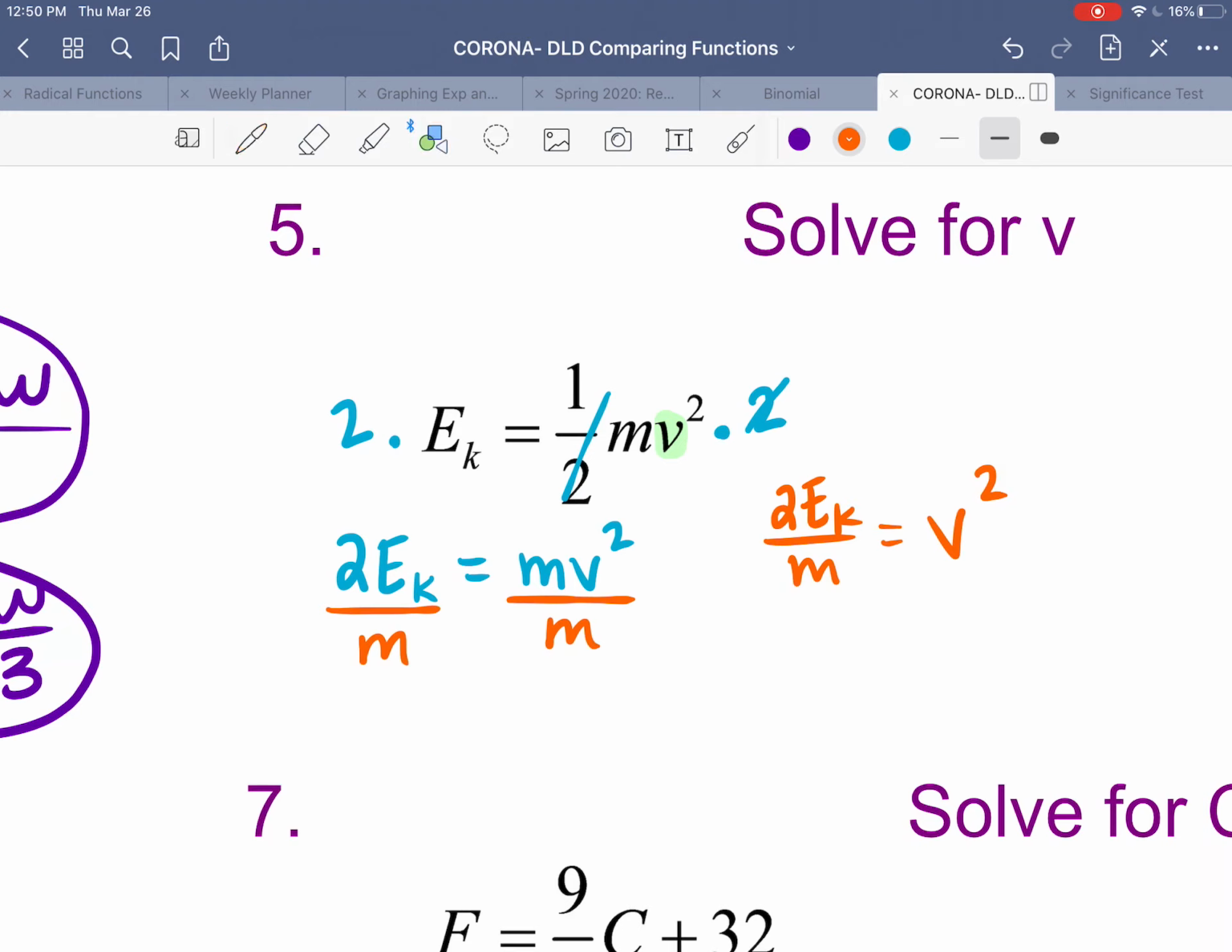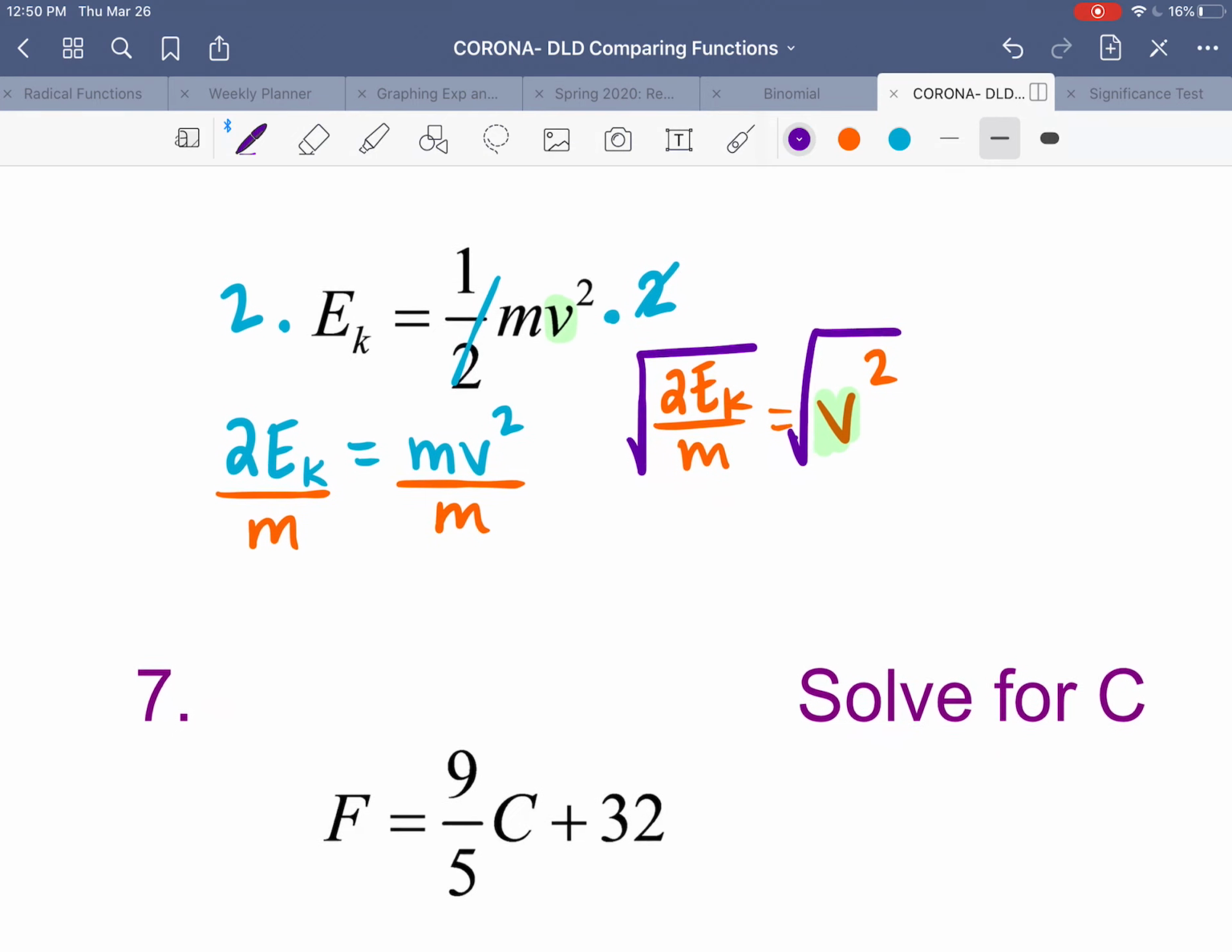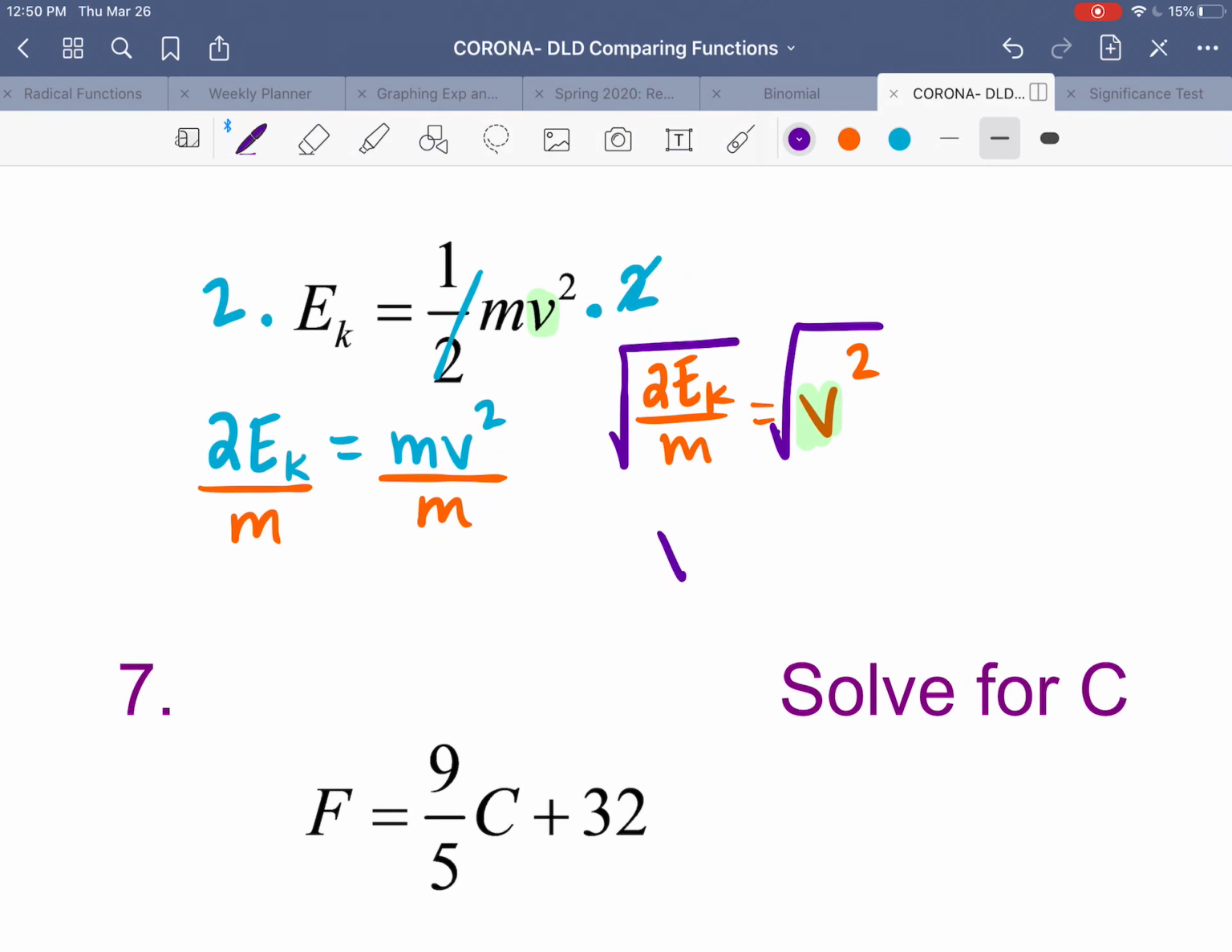But we want just v. We want just v here. So we still have to take the square root of both sides. Take the square root here, take the square root here. That means we are left with v equals, when we're taking the square root, it's going to end up being plus or minus. So we need to add plus or minus. And then we're going to have the square root of 2 E sub k over m. And that is our final answer.